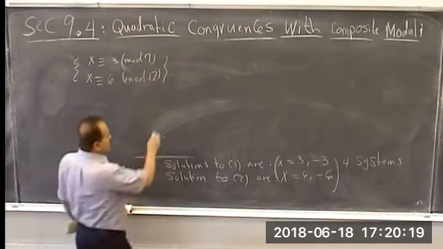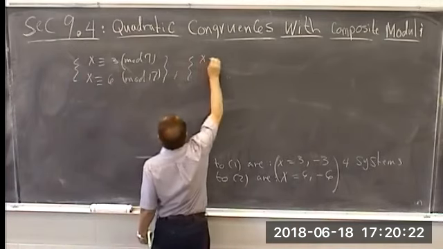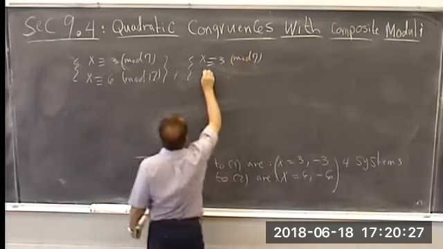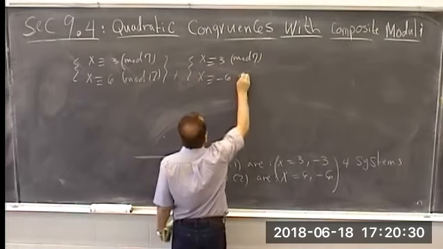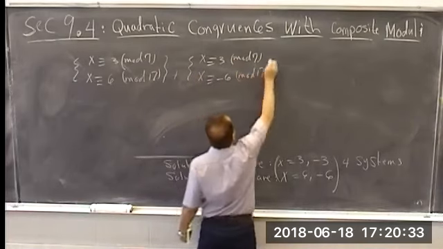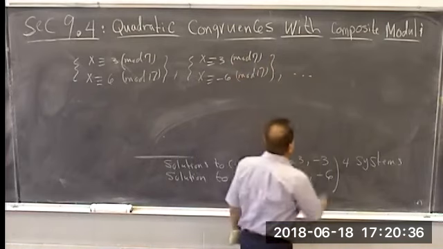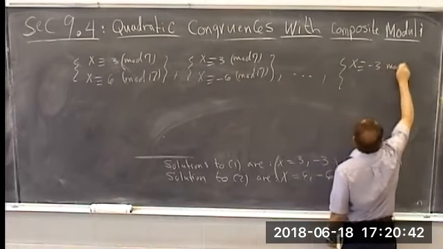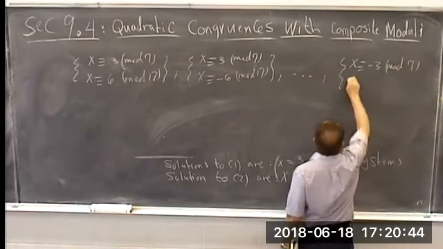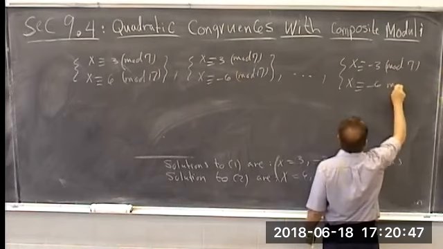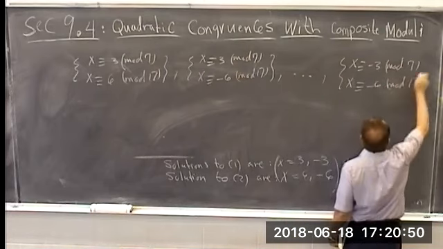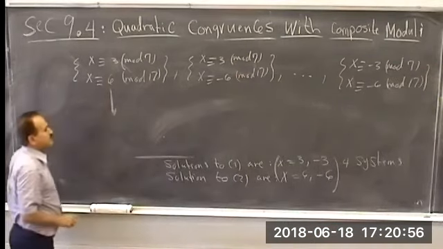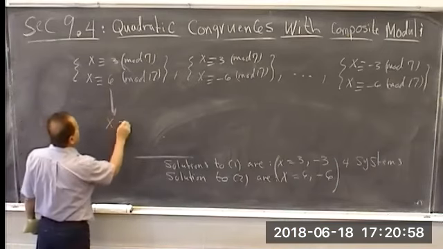And then we're going to consider x congruent to 3 mod 7 and x congruent to negative 6 mod 17, and so on. And the last one, you go with x congruent to negative 3 mod 7 and x congruent to negative 6 mod 17. So there are 4 systems. Each one of these is going to give you a solution mod 190.